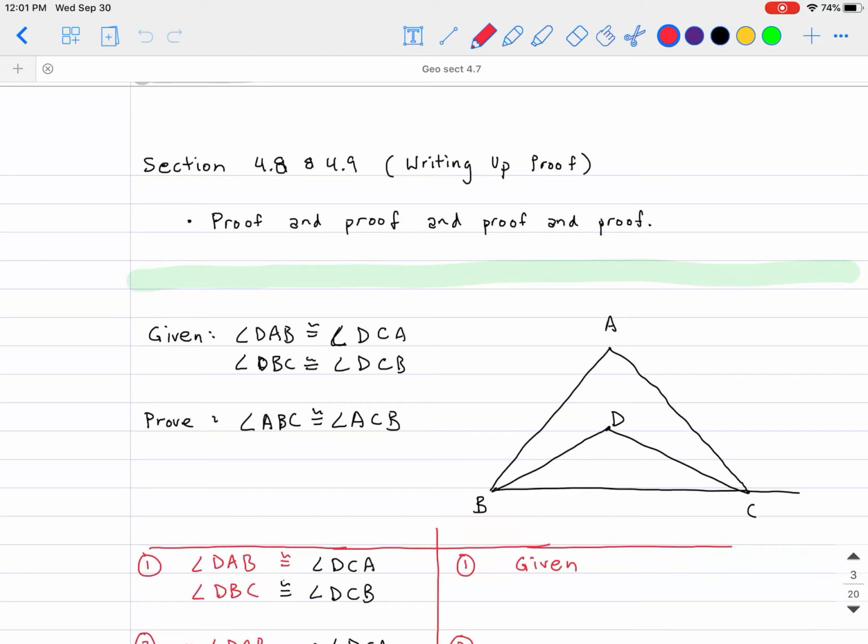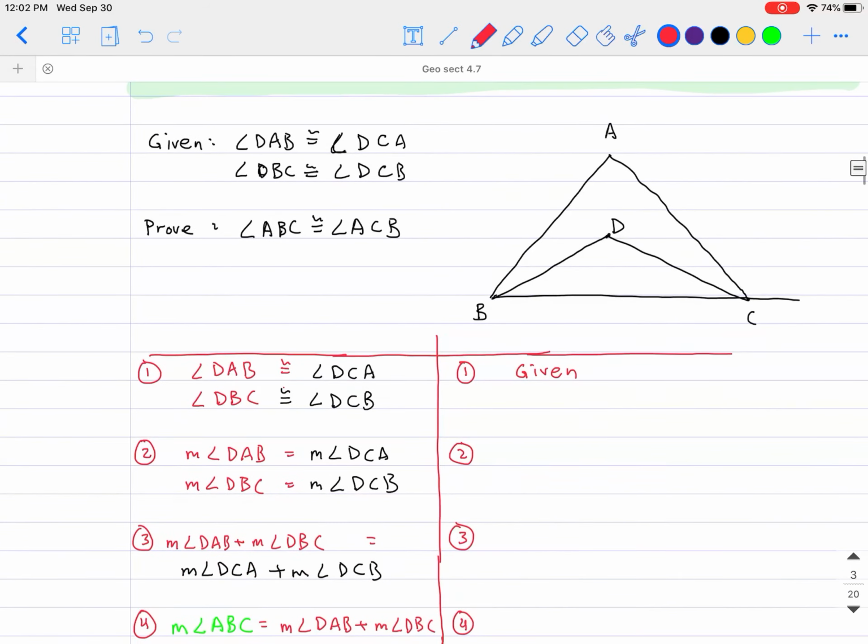Today in geometry, we are looking at the following section, which is 4.8, 4.9, and there's not really much of a name to it. In fact, it's literally just called writing up proofs. So what that means is we're now going to start literally just writing proofs. Take everything that we learned so far with the theorems, postulates, and definitions and put it to good use. So as you can see, we're just going to be doing proofs and proofs and proofs and proofs. Okay, so let's go ahead and get started.